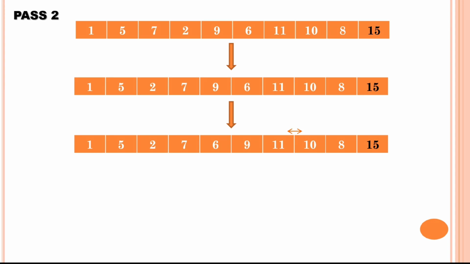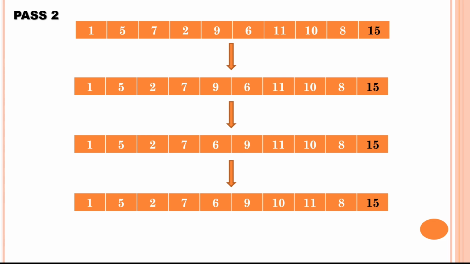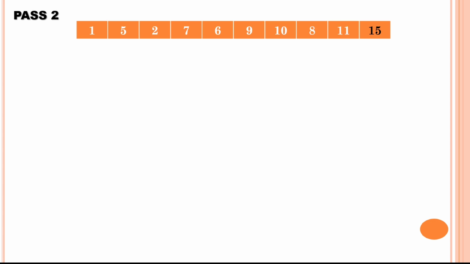Next pair 11 and 10. Here 11 is greater than 10, so there will be a swapping and we will get this list. Next comes the last pair for pass 2, that is 11 and 8. Again 11 is greater than 8, so there will be a swapping and we will get this list. Now this is the end of pass 2, and we can see that after pass 2, the second highest number, that is 11, has been placed in its correct position. So for the third pass we will not consider 11.